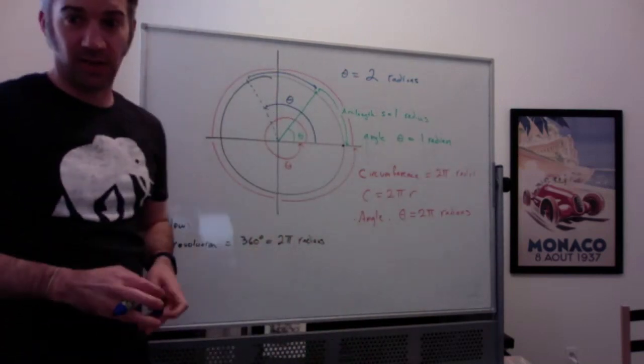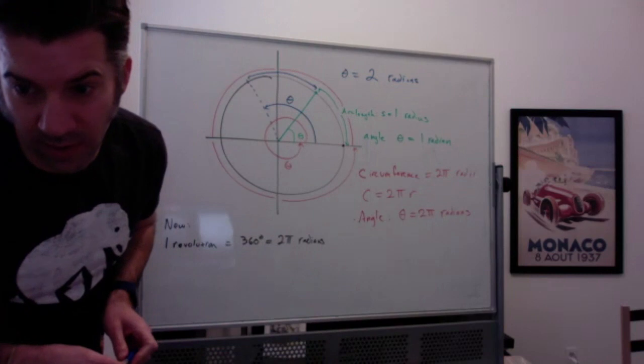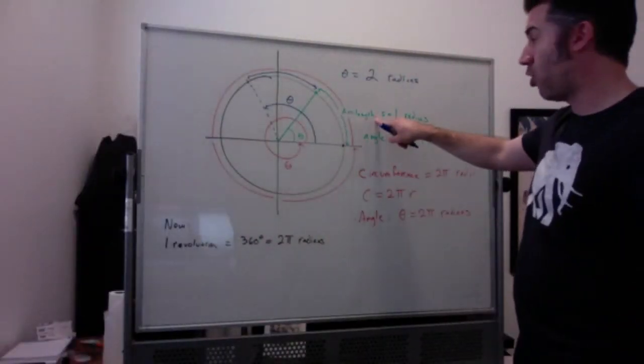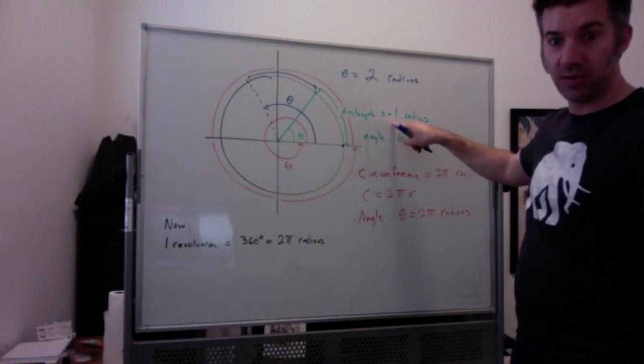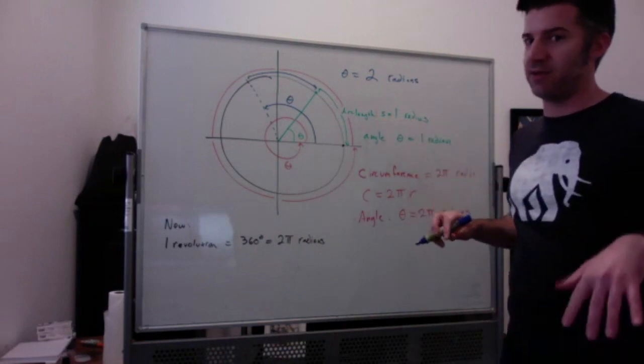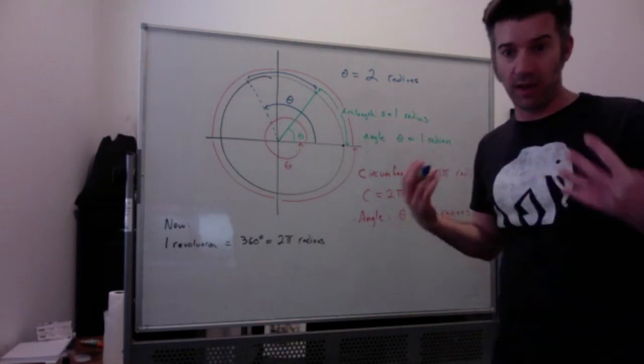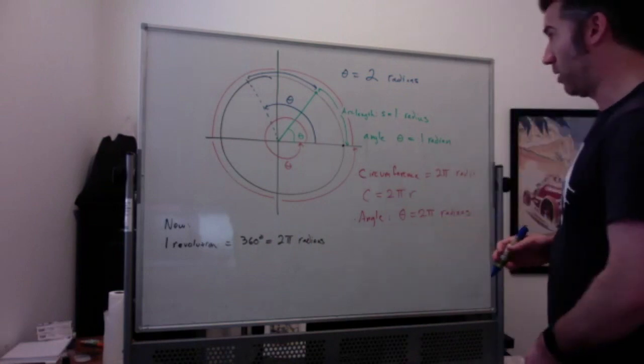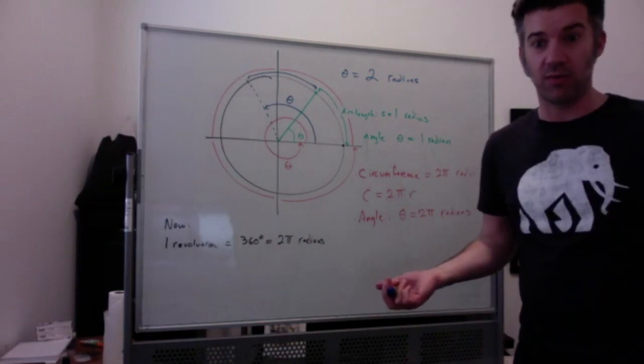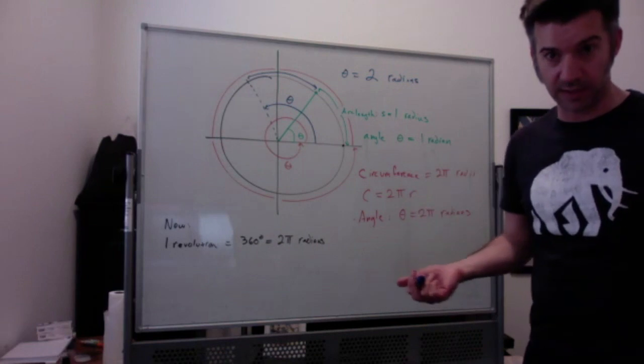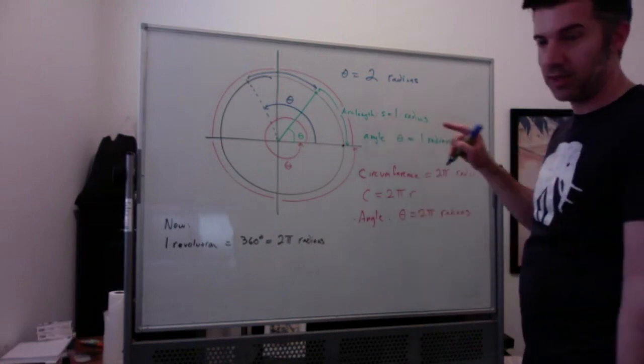I will also point out, why does it say S after arc length? Typically it says arc length, S equals 1 radius. S is often the variable we use for an arc length, whereas lowercase r is often the letter we use for radius. So that's all good. I'm just writing S.